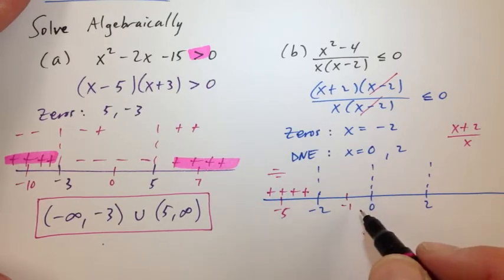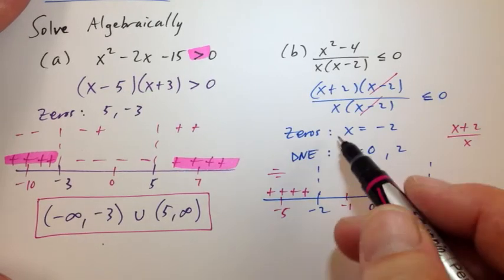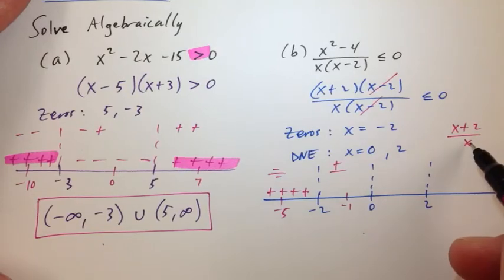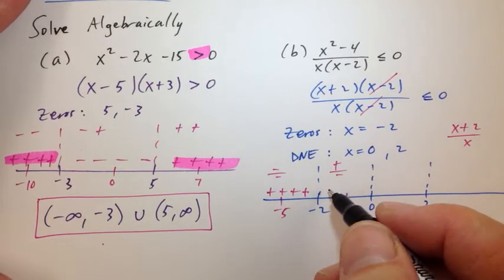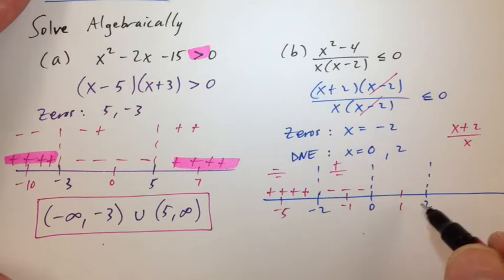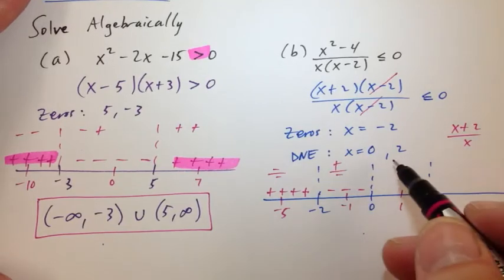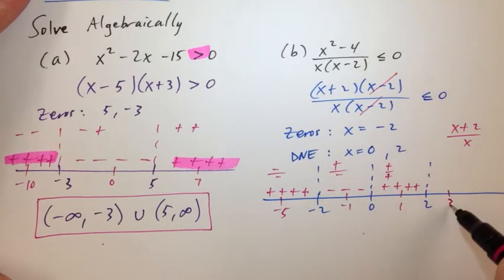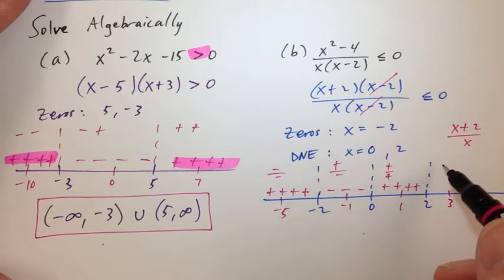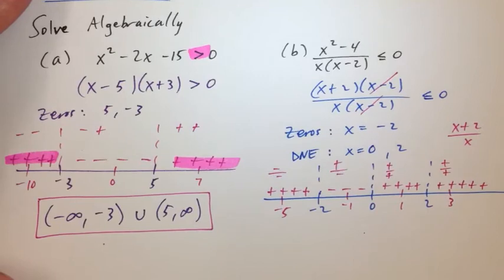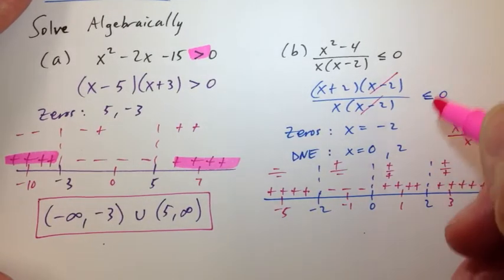In between negative 2 and 0, we have negative 1. Putting negative 1 in for x, we get a positive x plus 2 on that interval, and then x being negative 1 is negative. So we have a positive divided by a negative on that interval. And then between 0 and 2, we can choose 1. 1 plus 2 over 1, that's positive divided by a positive. Well, that's positive as well. And then when x is greater than 2, we have positive divided by a positive again. And so we have that interval from 2 to infinity where the function's values are going to be positive.